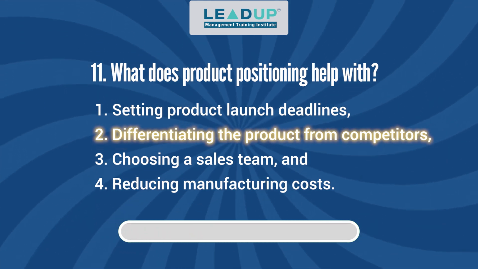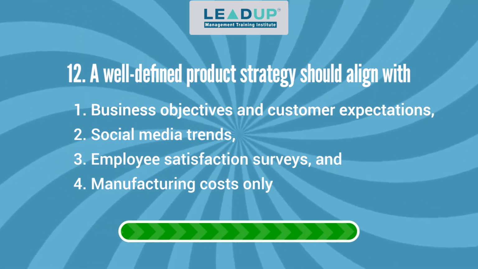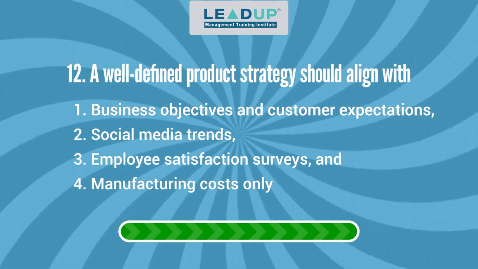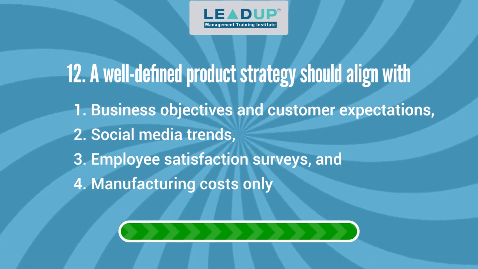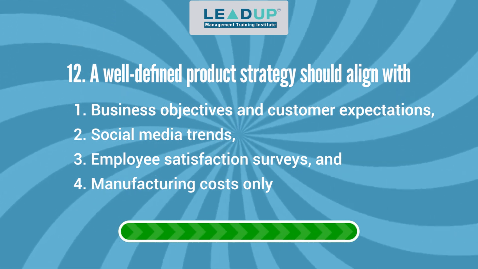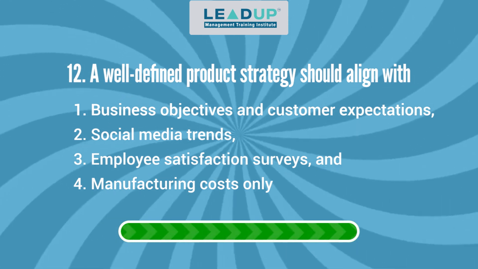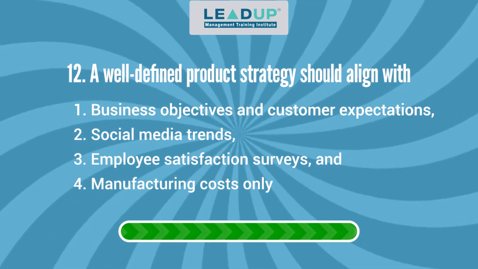Answer: differentiating the product from competitors. 12. A well-defined product strategy should align with 1. Business objectives and customer expectations. 2. Social media trends. 3. Employee satisfaction surveys. And 4. Manufacturing costs only.